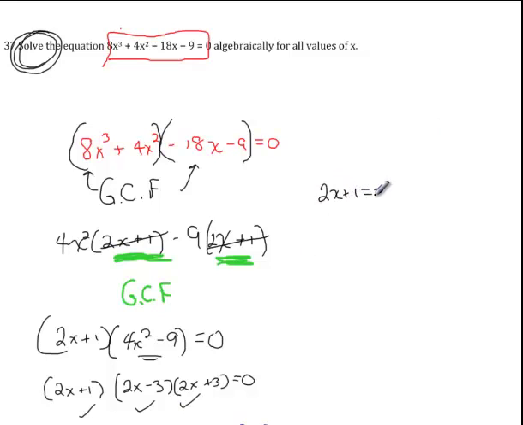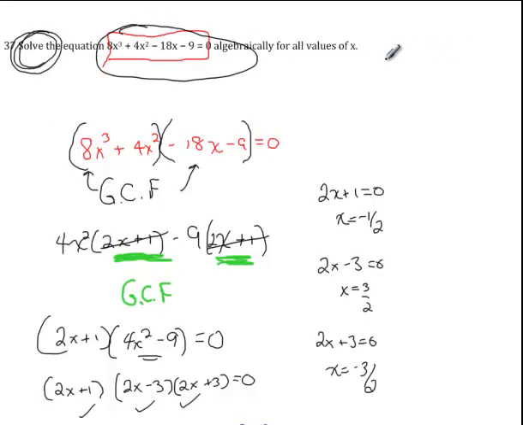2x plus 1 equals 0, so x equals negative a half. 2x minus 3 equals 0, so x equals 3 halves. 2x plus 3 equals 0, so x equals negative 3 halves. See, what I did was I found out where this graph crosses the x-axis.